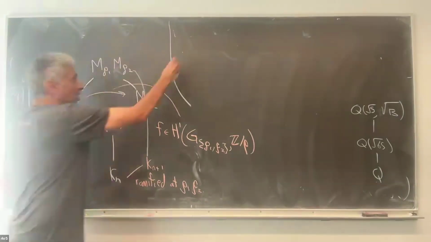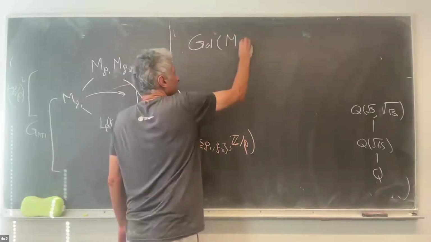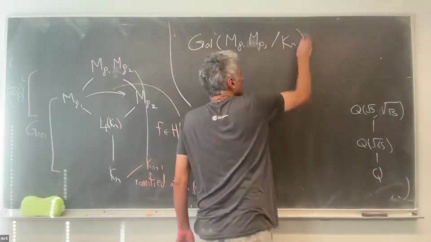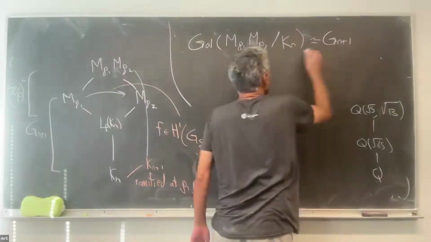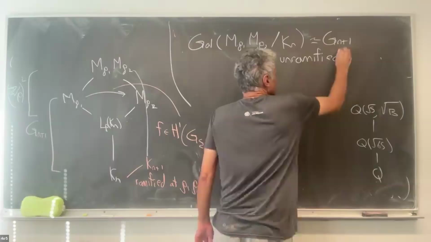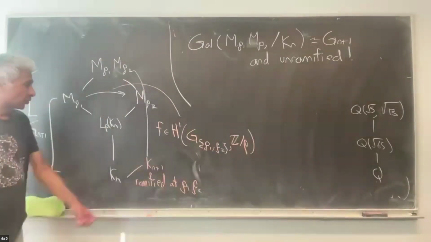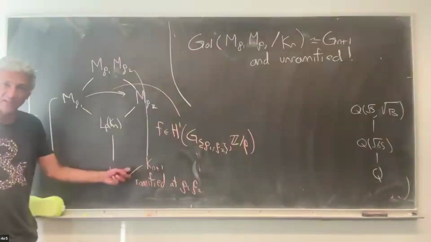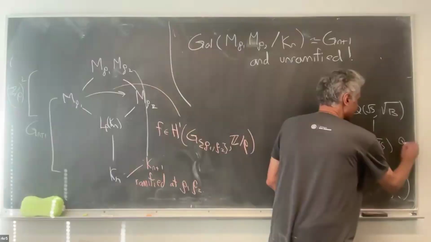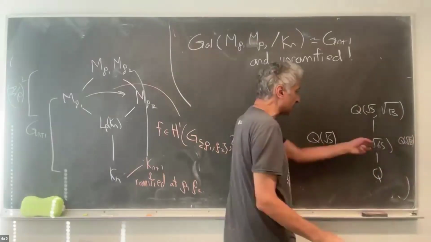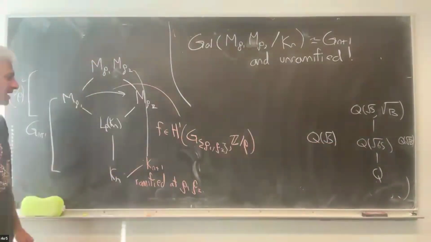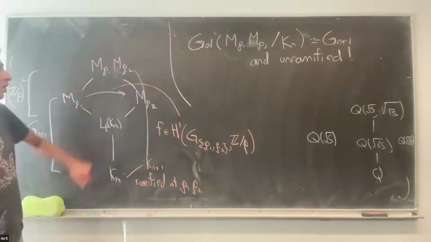And in fact, this Galois group is Gn plus 1, and it's unramified everywhere. And the reason it's unramified everywhere is we've absorbed the ramification here, just like we absorb the ramification at 5 and 13 by the middle field. It's not quite a middle field. We're slanting up a bit. And that almost solves the problem.